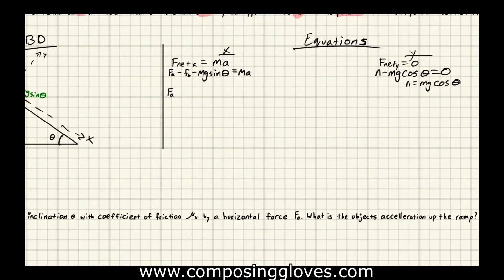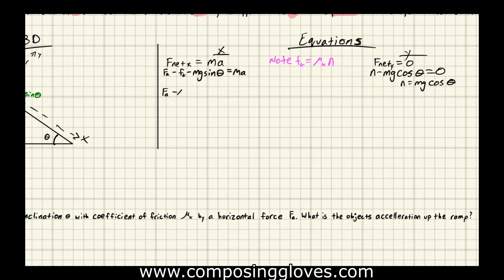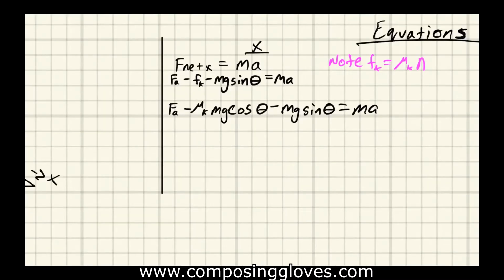So we have our force of friction, though. And remember, note, force of friction, lowercase f sub k, is equal to mu sub k, or coefficient of friction, times the normal force. And that's just a standard definition. And so we're going to subtract, and we know it's mu sub k times our normal force, which we figured out over here. It's going to be mg cosine theta minus mg sine theta equal to ma. And then our last step is make it easy. We just divide by m.